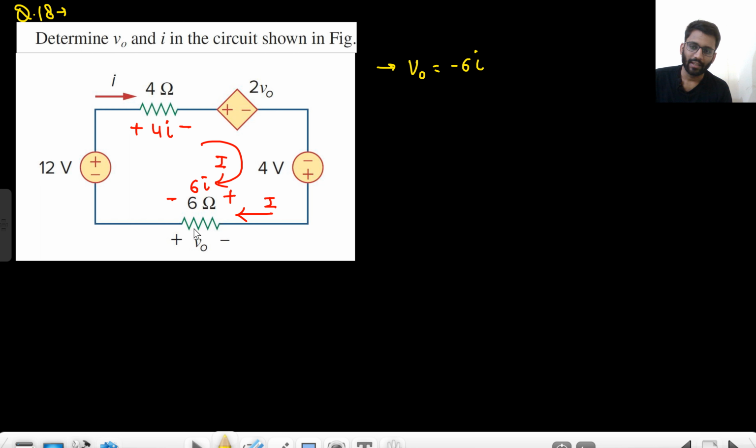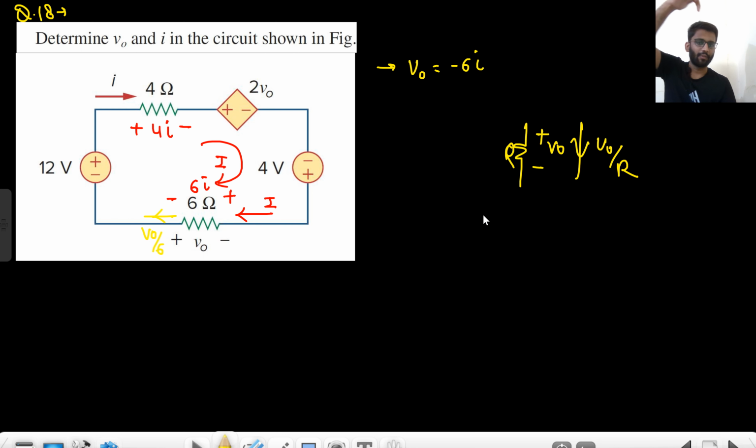Or you can see, if this resistance is having V0 voltage drop, what will be the current in this resistance? In this direction it will be V0 by 6, right? A resistance having this V0 voltage drop, what will be the current? In this direction it will be V0 by R. I told you this concept. Current will be from upward to downward. Sorry, so opposite direction, from high to low potential in the resistance. So it will be V0 by 6, from positive to negative, and the direction of I is in the negative direction. So V0 by 6 is equal to minus I. So V0 is equal to minus 6I.